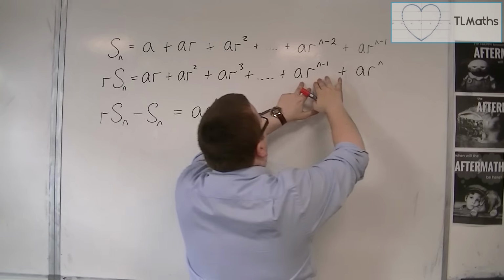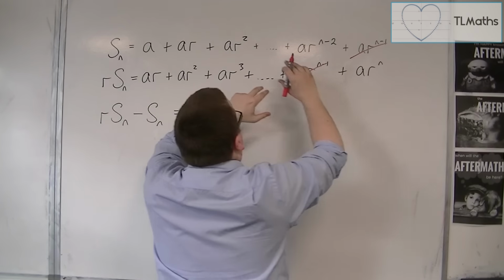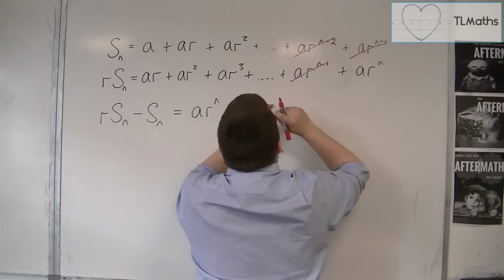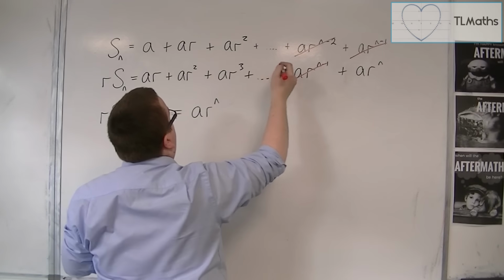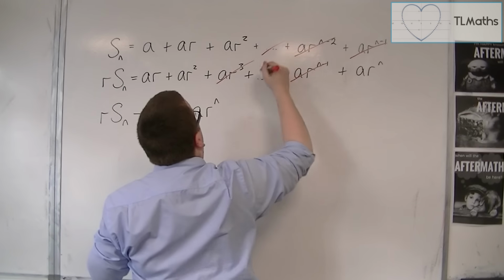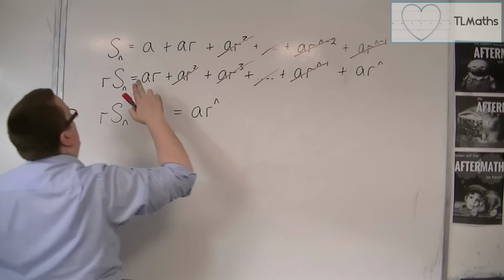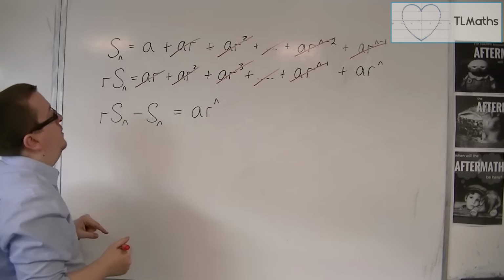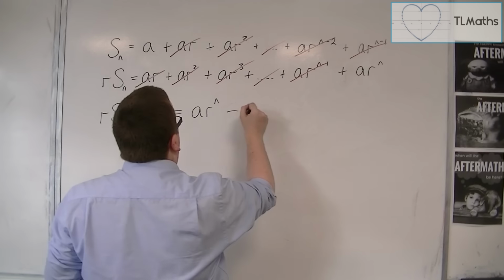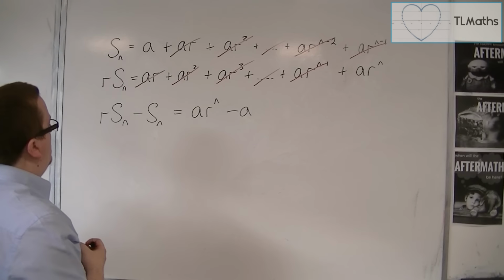Now, the ar to the n minus 1s will cancel each other out, and then I'm going to have an ar to the n minus 2 take away an ar to the n minus 2, so they cancel each other out. All the terms in here cancel each other out. I'm going to have ar cubed take away ar cubed, so they go. Then you have ar squared take away ar squared, so they go, and ar take away ar, so they go, and I've got left that singular a. So that is what I'm left with. This looks a lot nicer.